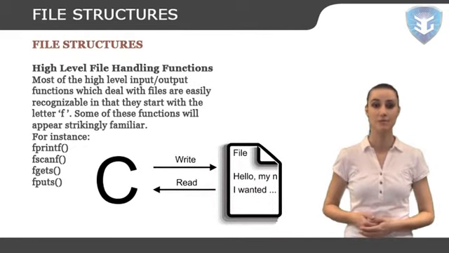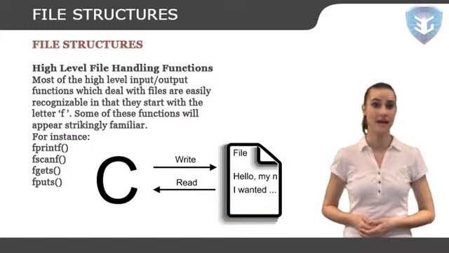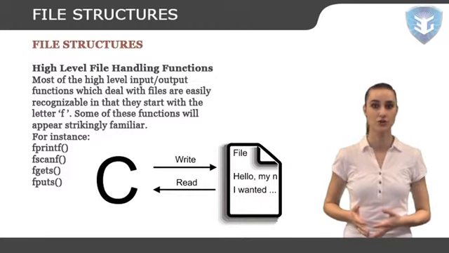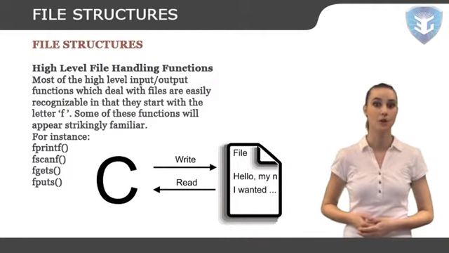Most of the high-level input-output functions which deal with files are easily recognizable in that they start with the letter F. Some of these functions will appear strikingly familiar. For instance, fprintf(), fscanf(), fgets(), fputs(). These are all generalized file handling versions of the standard input-output library. They work with generalized files as opposed to the specific files stdin and stdout, which printf() and scanf() use.